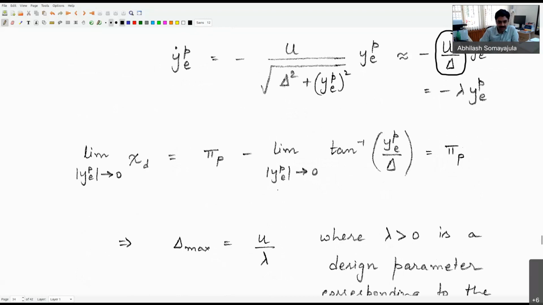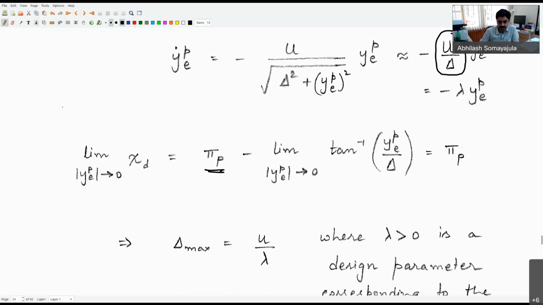So if you look at what happens to the course angle as YPE tends to 0, we know that the course angle is given by pi p minus tan inverse of this quantity. And as YPE tends to 0, this tan inverse will tend to 0. So what I'll be left with is pi p, which means that eventually the path of the vehicle is along the line connecting the two waypoints.